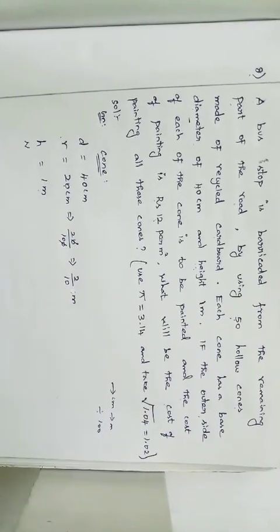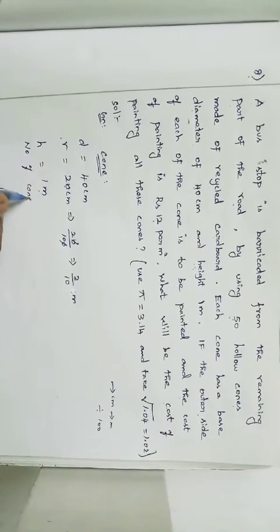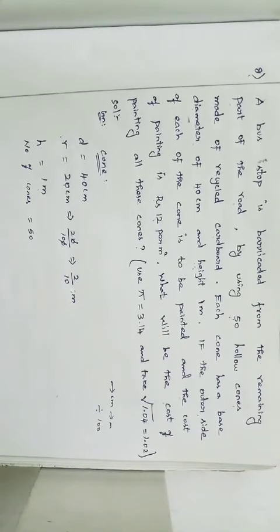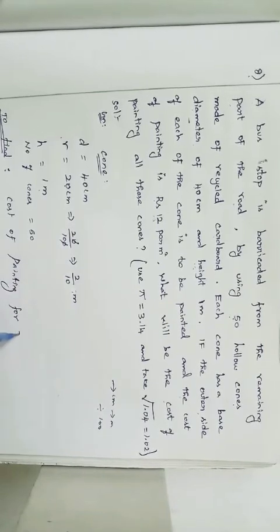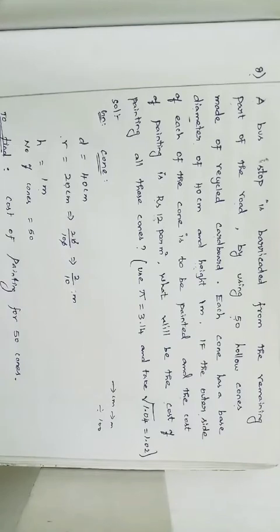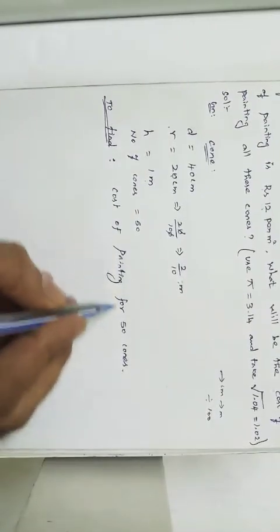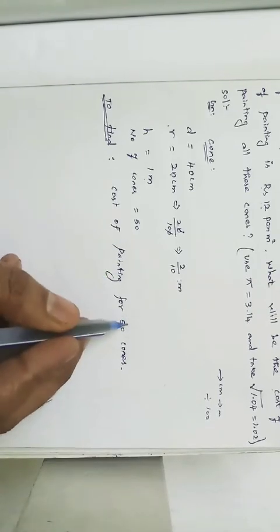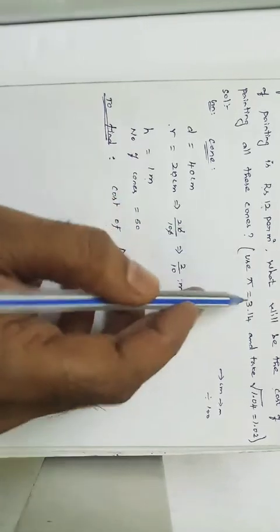Number of cones is nothing but 50, right? And the cost of painting per meter square is rupees 12. So first we write what we want to find: the cost of painting for 50 cones. First we want to find the curved surface area of one cone, and multiplying by 50 we will get the total area, and multiplying by 12 we will get the total cost, right?